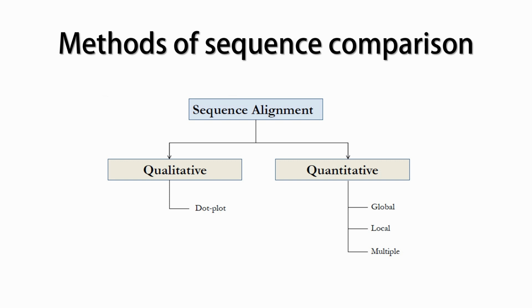In the previous video, we discussed sequence alignment, why we need to compare two sequences, and qualitative sequence alignment, the dot plot. In this video, we will focus on quantitative sequence alignment and especially global alignment.